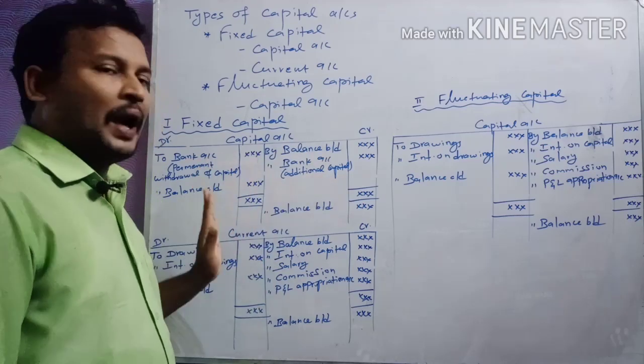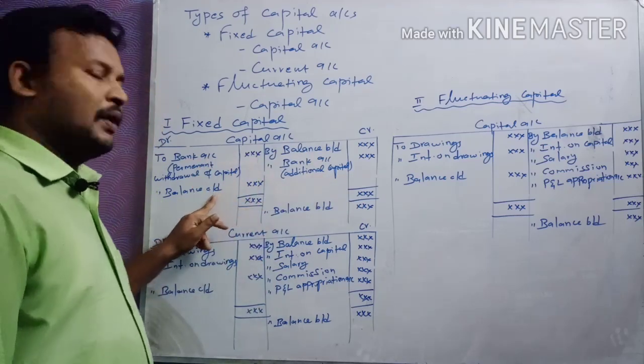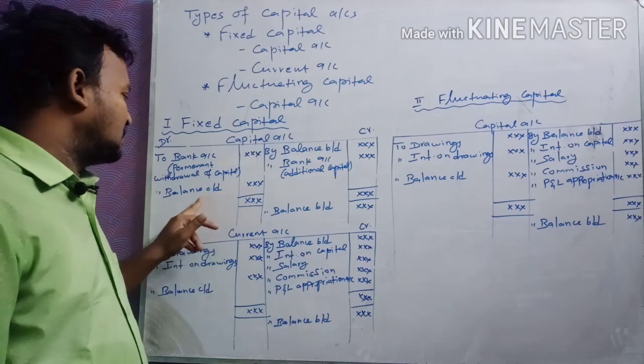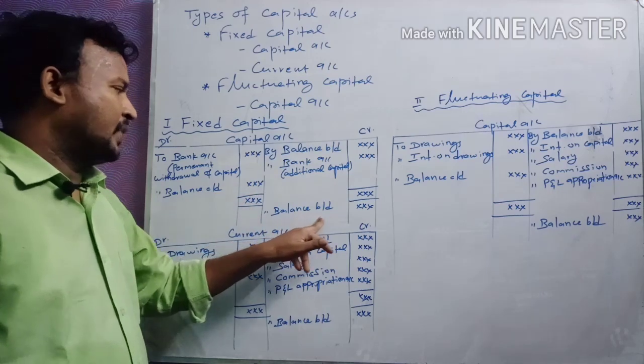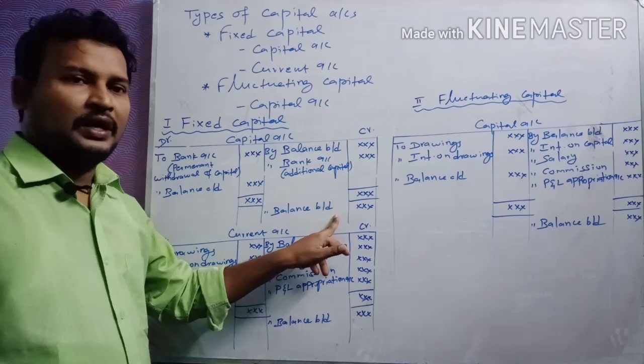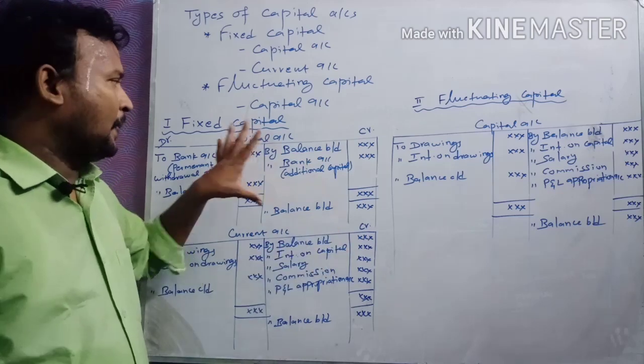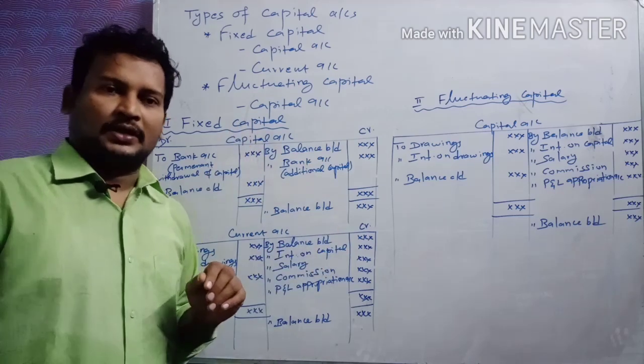Then the account should be balanced. The balance comes in the debit side. This is balance carried down, and then that should be brought into the balance brought down, right? So this is a capital account under the fixed capital method.